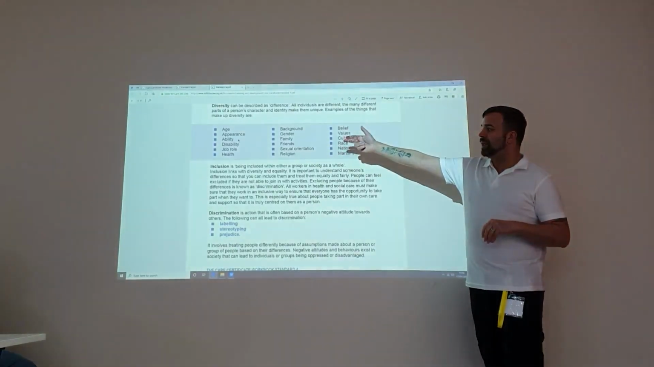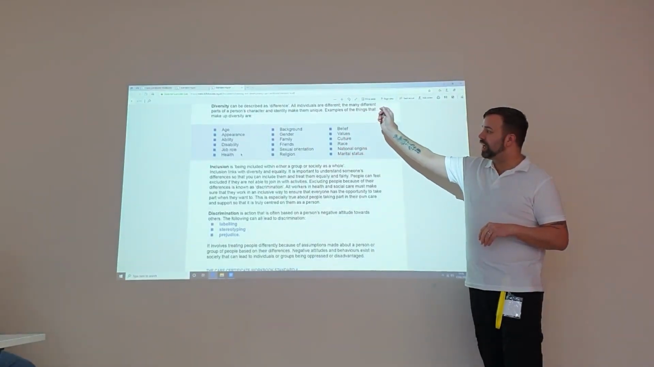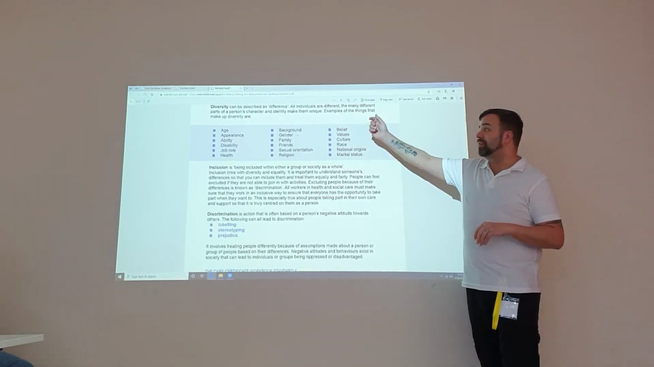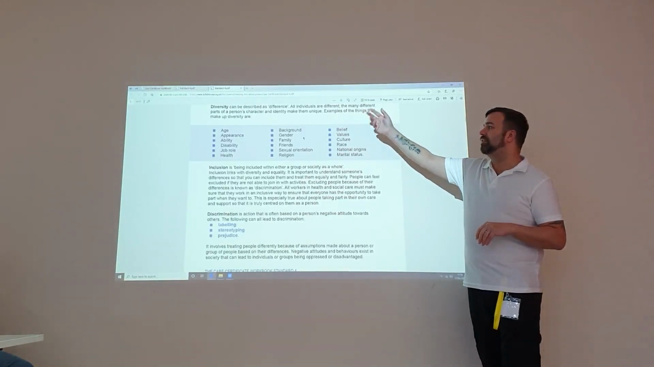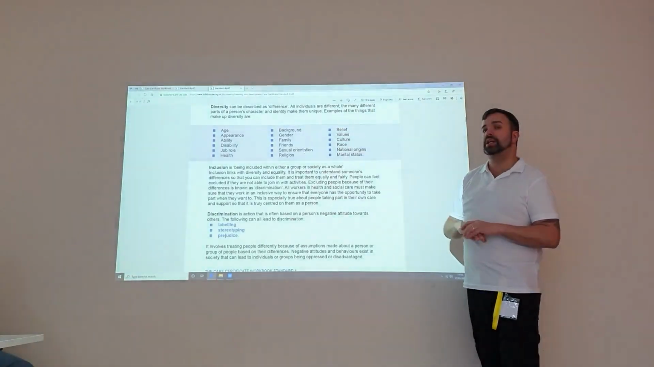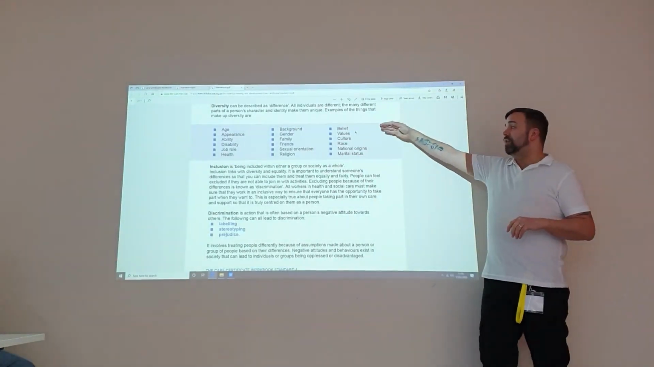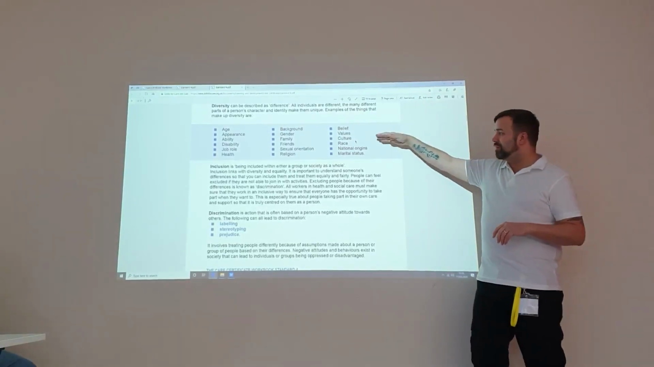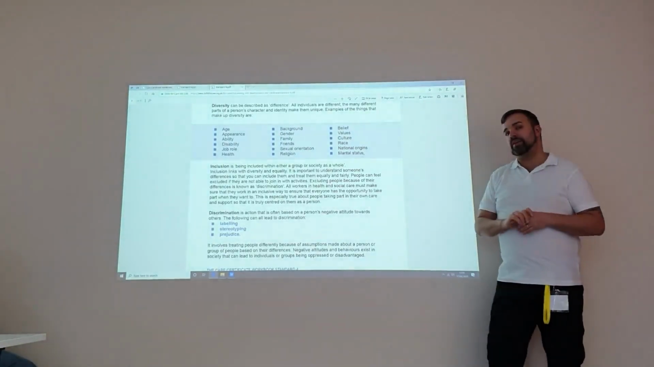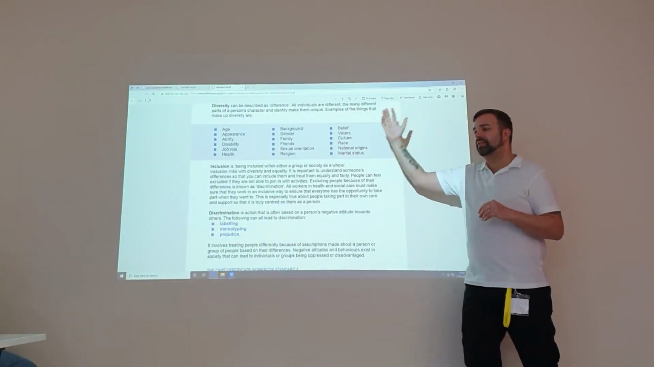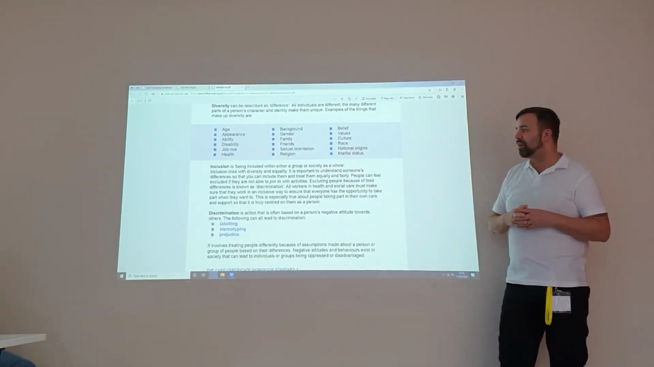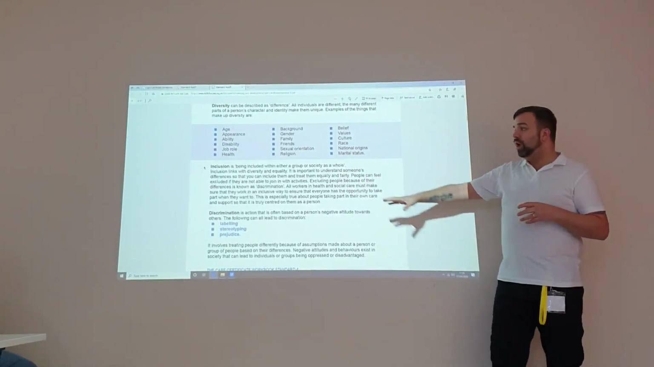But let's look at some of the things we need to consider. Age, appearance, ability, disability, job roles and health. We have people's backgrounds, social backgrounds, gender, family, friends, sexual orientation and religion. We then have our beliefs, our own values, our own cultures, our races, our origins, and then our marital statuses. So there's a fair amount there of which we need to be mindful.